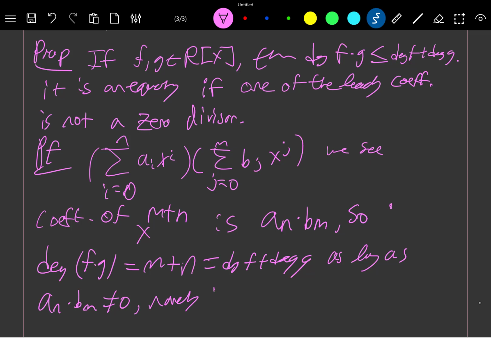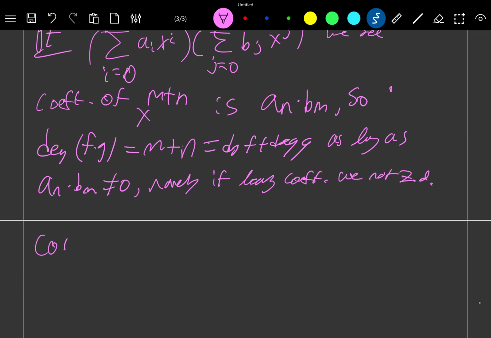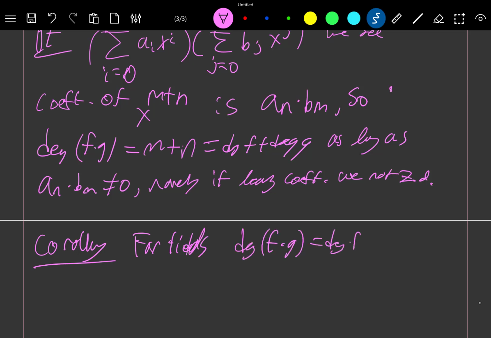Namely, if leading coefficients are not 0 divisors, then you kind of get this nice equality here. And so a corollary is for fields, the degree of f times g is the degree of f plus the degree of g.